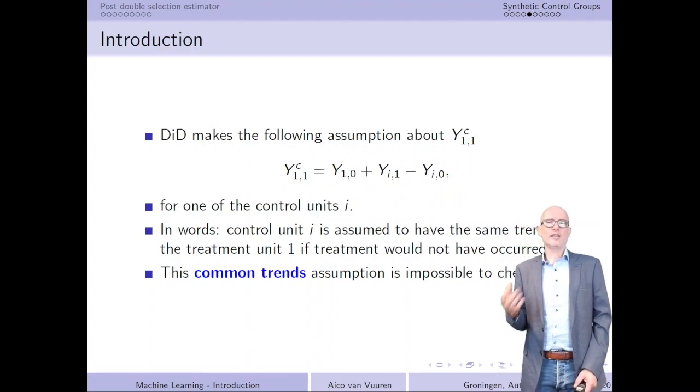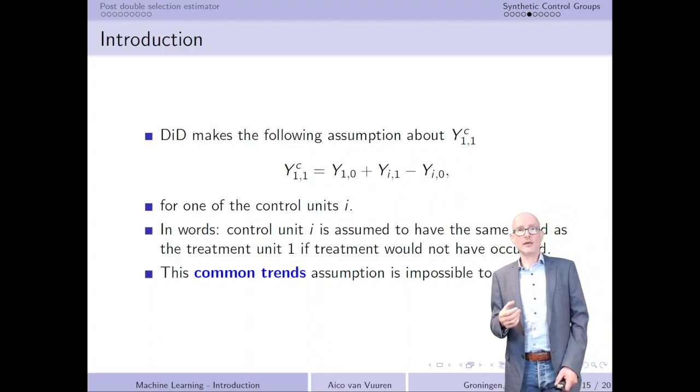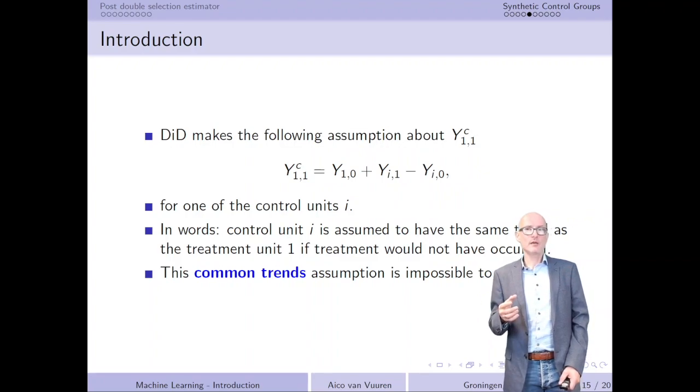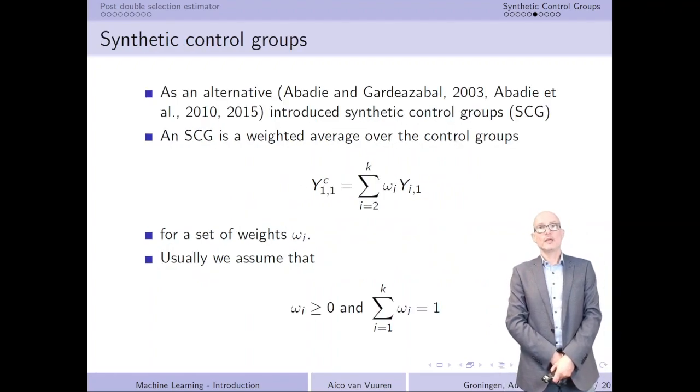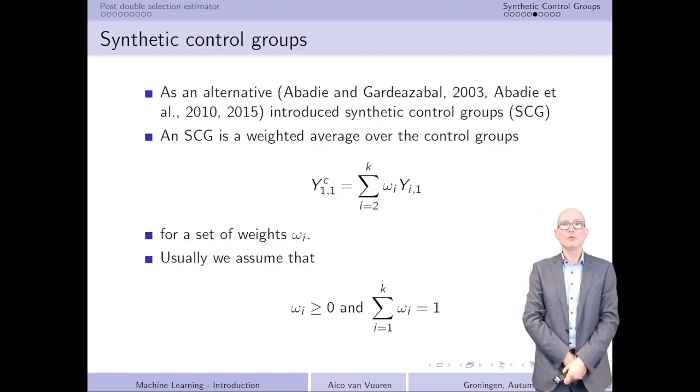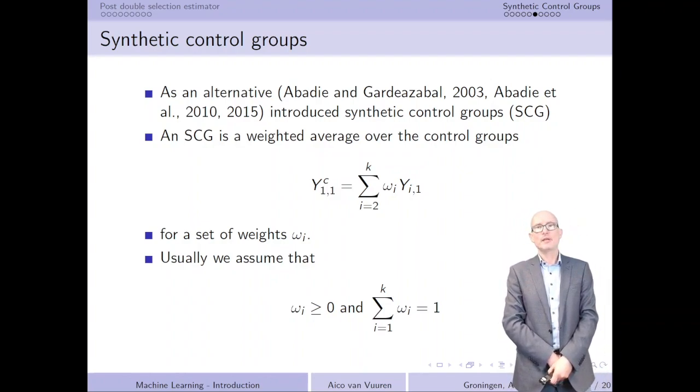It's very difficult to check that, of course, because this common trends assumption that we have over here can actually not be checked. Since we do not know what y11c would be, we can also not check whether this common trends assumption is going to be correct. As an alternative, Alberto Abadie, in a couple of different papers, introduces so-called synthetic control groups. That is in a paper from already a long time ago, in 2003, by Abadie and Gardeazabal, but also by Abadie et al. in 2010 and 2015.